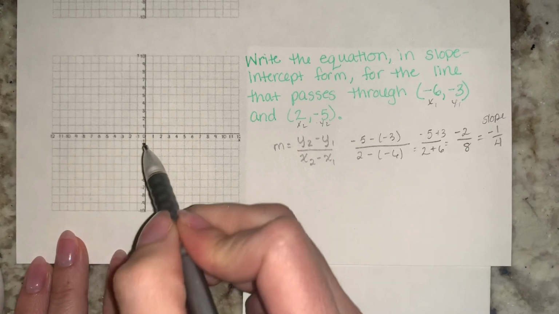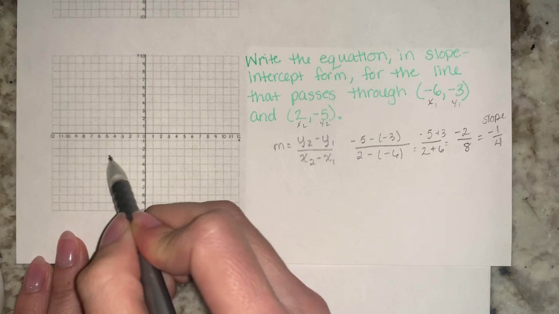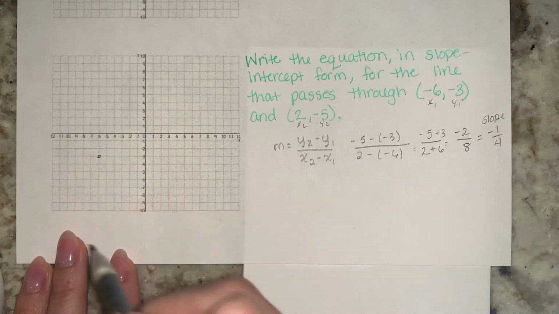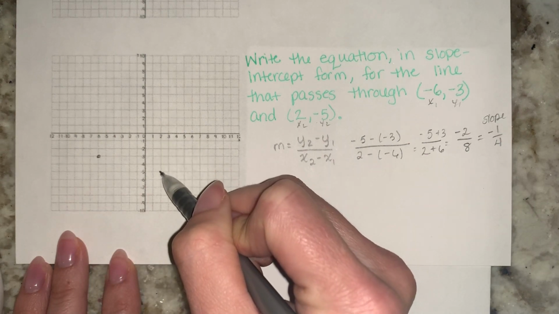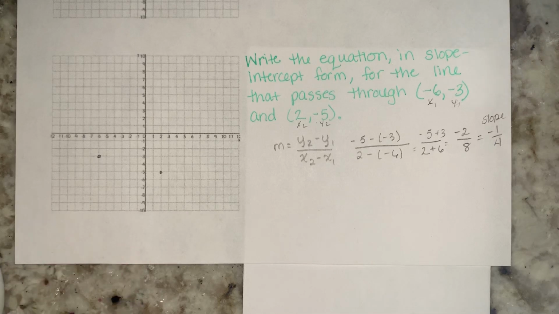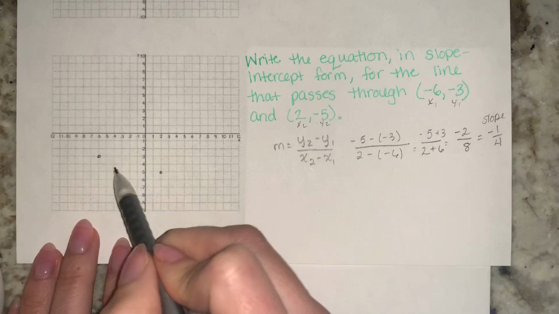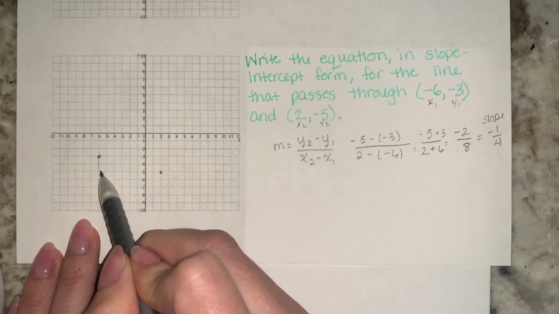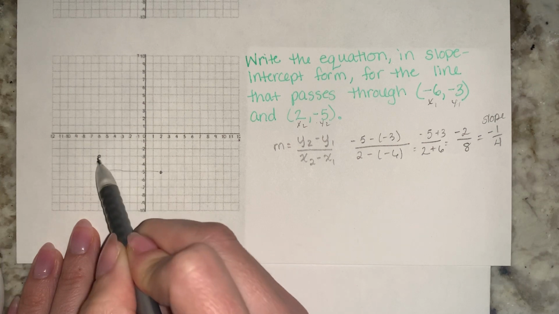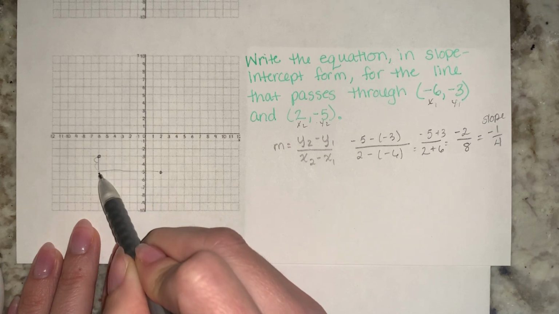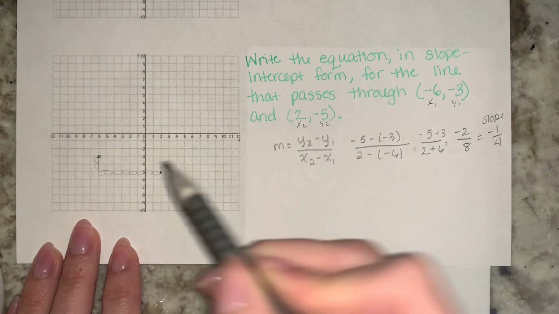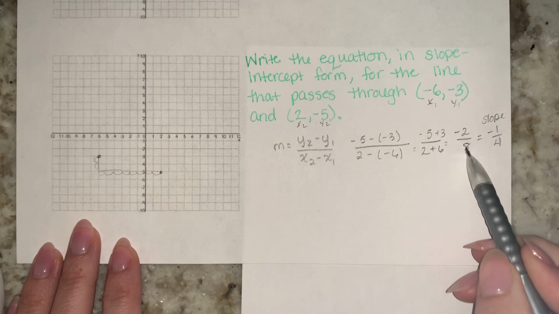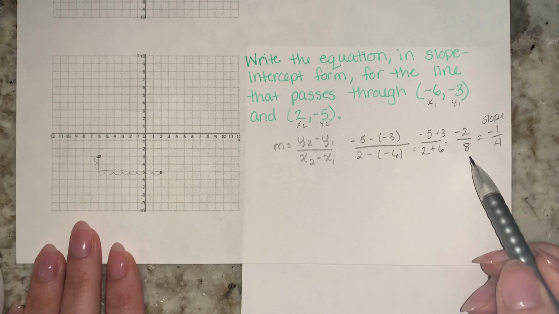So if I wanted to graph these, that would give me (-6, -3) and (2, -5). And I could then try to graph this or walk my slope. So I could count down and over. That would be down 2, over 1, 2, 3, 4, 5, 6, 7, 8. So you can see where that -2 over 8 comes from.